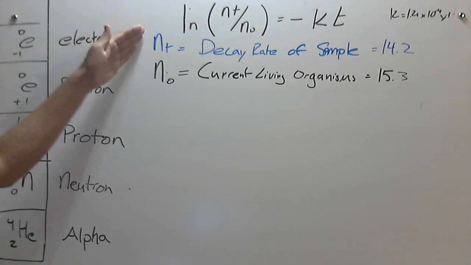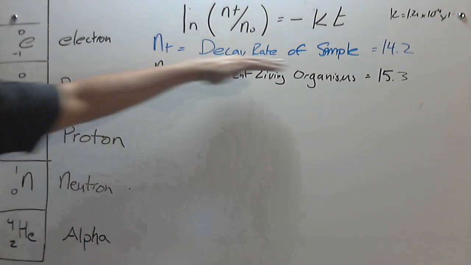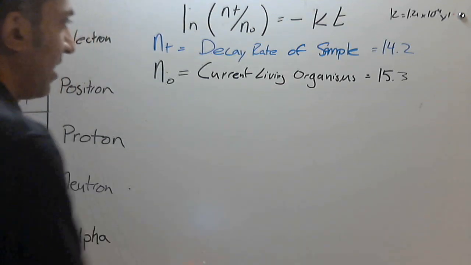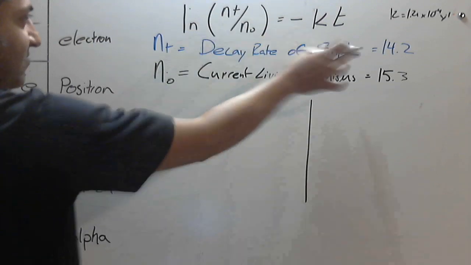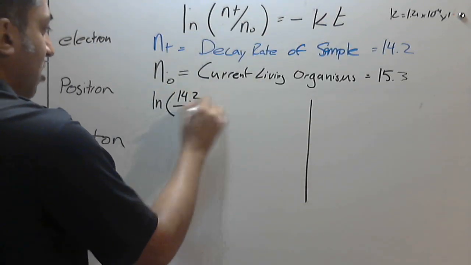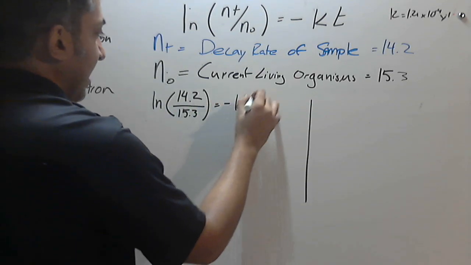Okay, that's how we're going to set up our Nt to N0. No more initial, no more final. We're looking for these words. All right, we're going to go ahead and put it in our equation here. I'm going to separate this. I'm going to do something for you in a second. Let's go ahead and put these values in. ln of 14.2 over 15.3 equals negative kt.